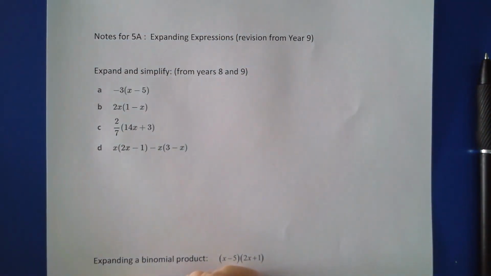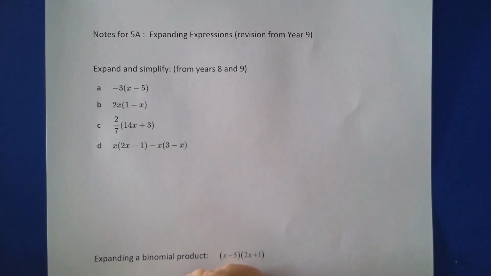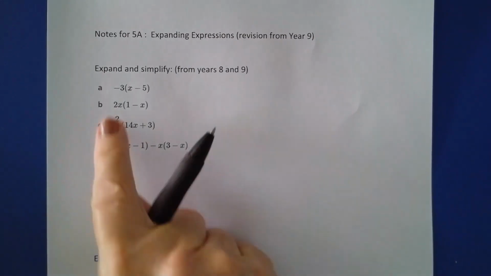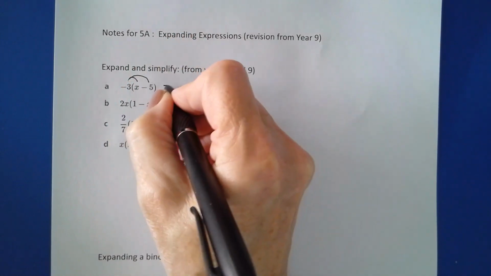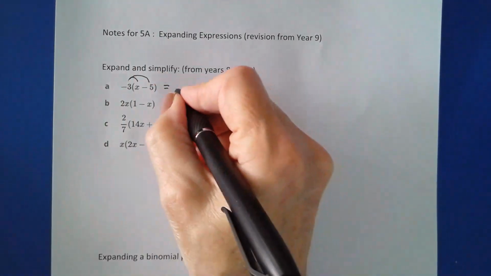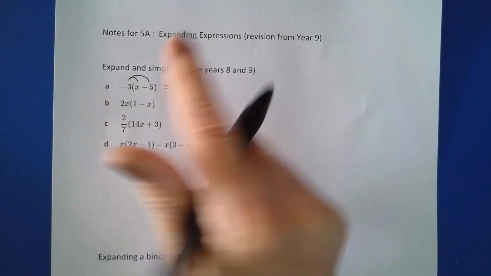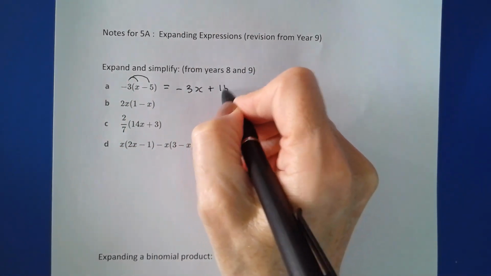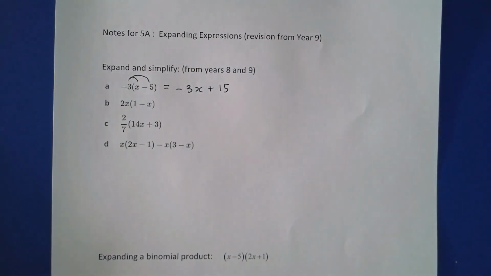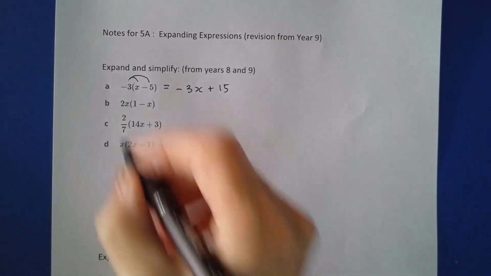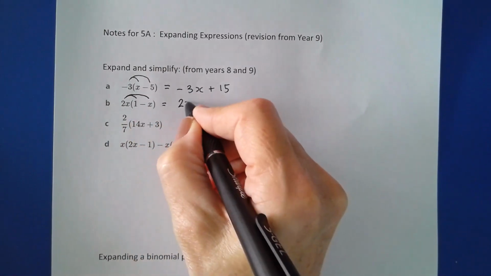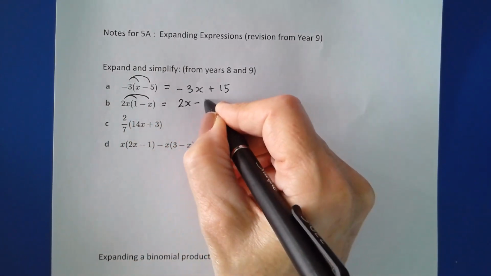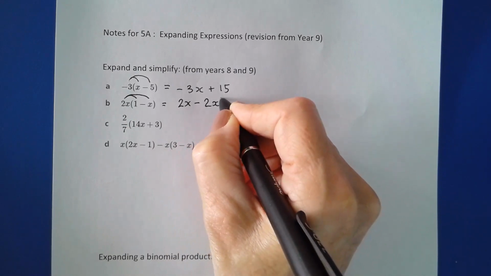Okay, so notes for 5A from year 9, and you'll remember that when you have a number in front of a set of brackets, you expand, just being really careful that a negative times a positive is a negative, and a negative times a negative is a positive. Okay, so these are exactly as easy as they have always been. Times 1 just gets you the same thing back. And remember that x times x is x squared.